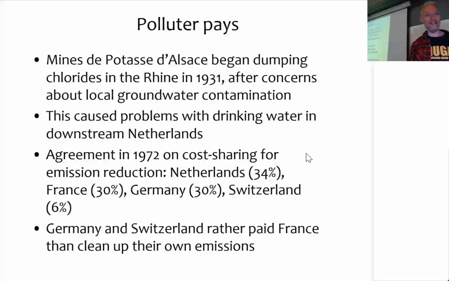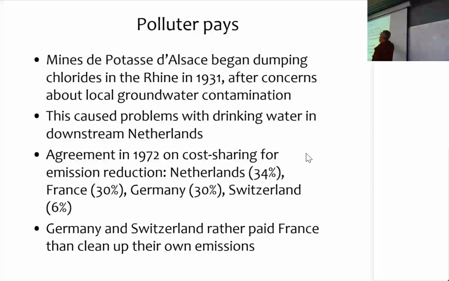So in 1931, the Potasse d'Alsace, so these are potassium mines from the Alsace, began dumping chlorides, which you need if you want to mine potasse, dumped them in the Rhine. And they did that because previously they dumped them locally and that contaminated the groundwater, and the local farmers were complaining. So they said, let's dump it in the Rhine. And the good thing about dumping things in the Rhine is then it's shipped to Belgium and the Netherlands, right? So the Potasse d'Alsace is obviously a French company, so problem solved, right? Let other people deal with it.